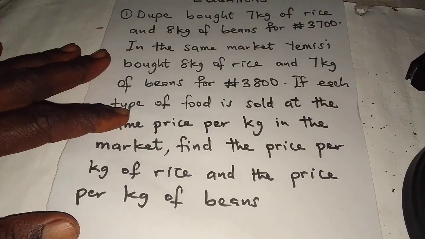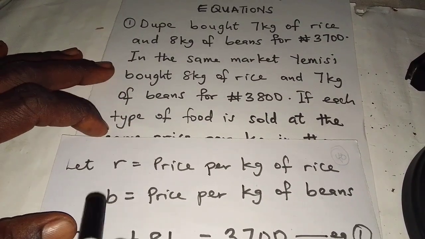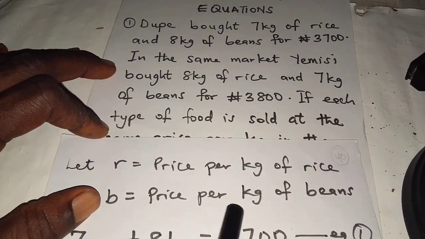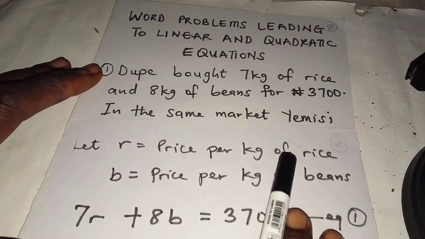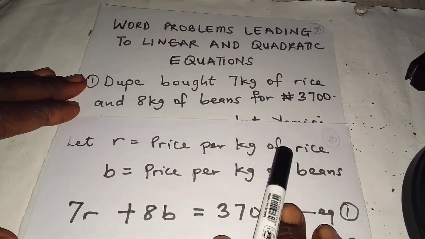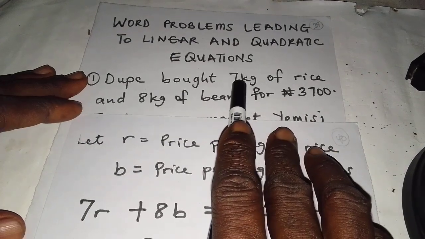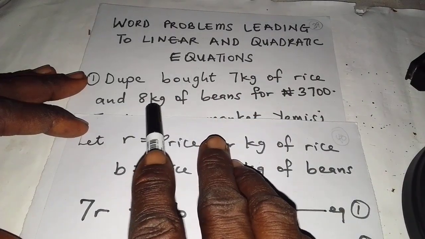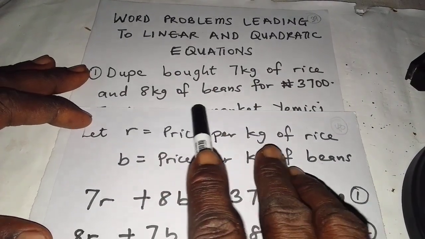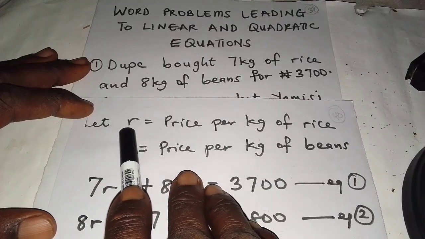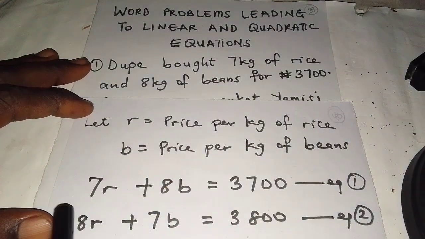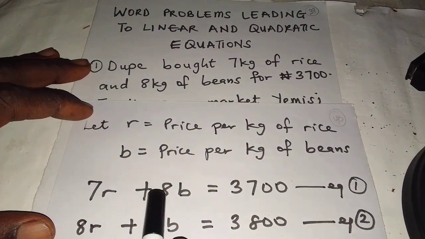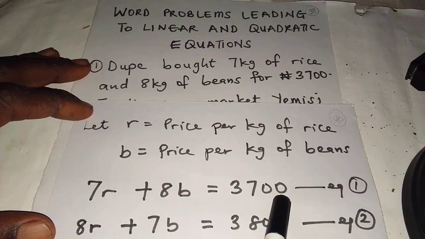To be able to solve this, let's let R be the price per kilogram of the rice and B be the price per kilogram of beans. Now, from the first sentence, Dupe bought 7 kilograms of rice. That means 7 kilograms times the price per kilogram of rice plus 8 kilograms times the price per kilogram of beans. So, where R is representing the price per kilogram of rice and B represents the price per kilogram of beans, making 7R plus 8B equal to 3,700.